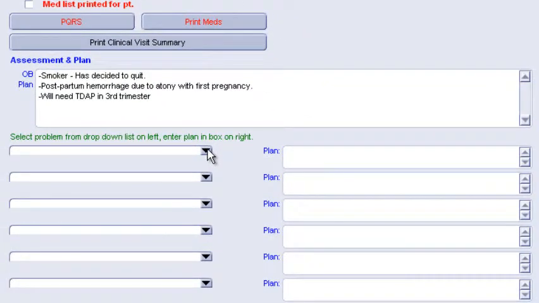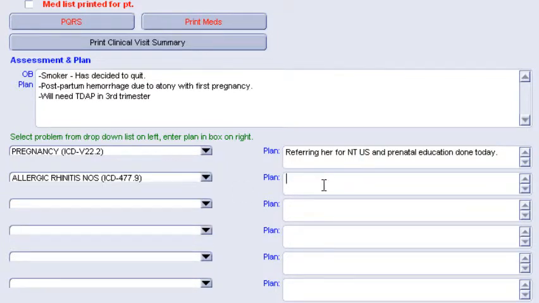Now, under the problems down below, I always assess pregnancy as one of the things. Let's say today we're referring her for her nuchal translucency ultrasound, which is part of her genetics testing for Downs, and prenatal education done today. And that just indicates that you did talk to her about certain topics. And then if you also dealt with her allergic rhinitis, you could say refilled her Flonase, that sort of thing. And those then don't reappear every single visit.